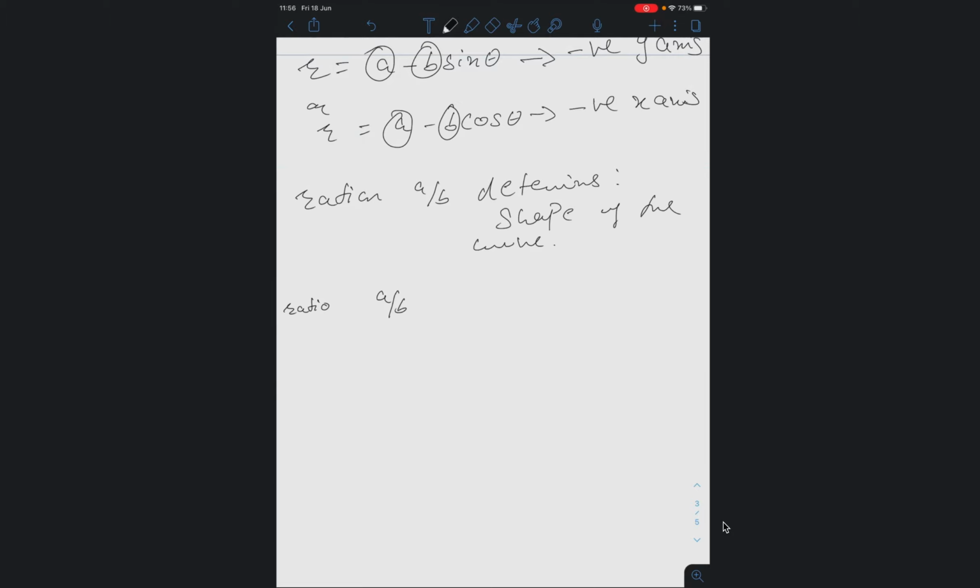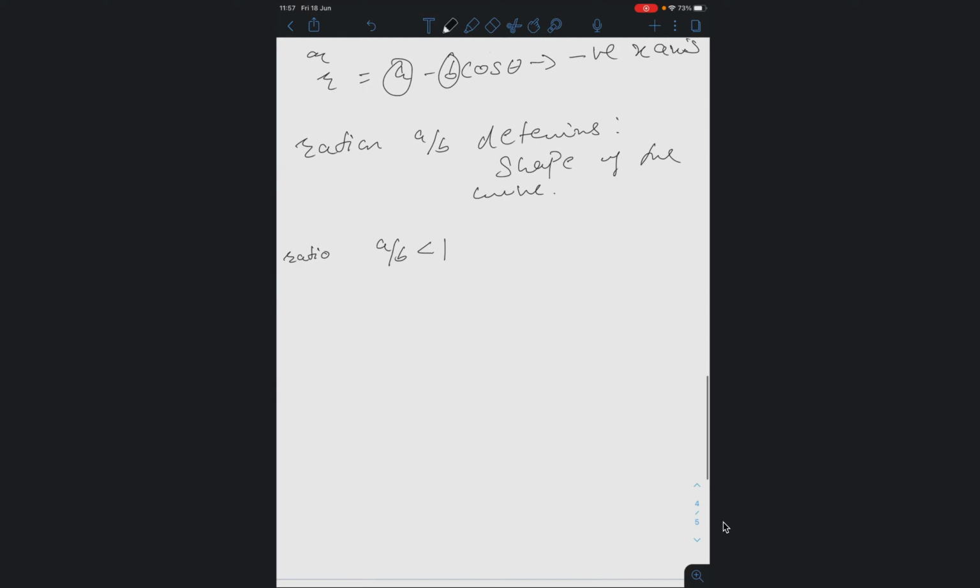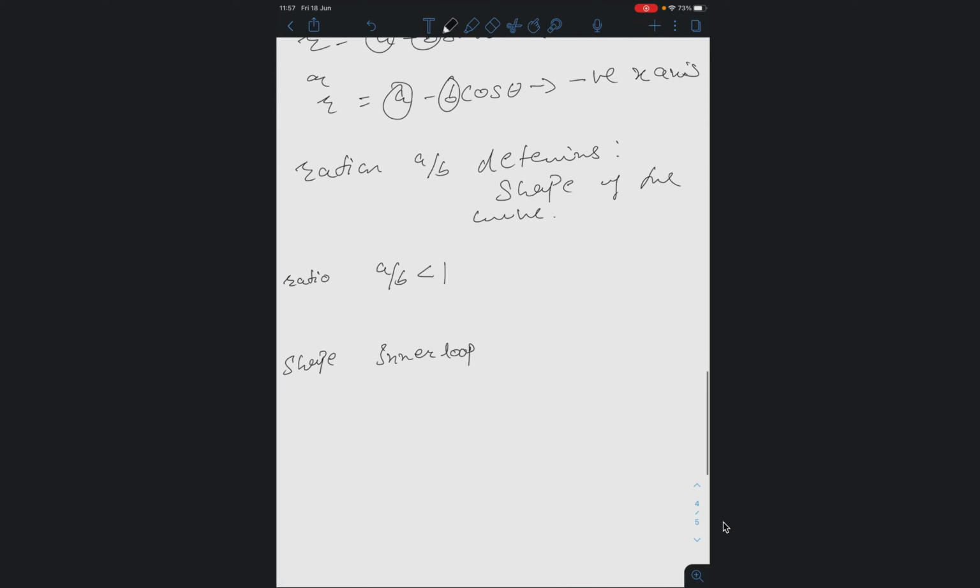So if you calculate a by b, and if the value is less than 1, then the shape will be with an inner loop. We'll see how it looks. Then you have a by b is equal to 1. That is also possible, no? Then in that case, you will have a cardioid. And this example we have done, if I'm not wrong, with cardioid. Then a by b can lie between 1 and 2, greater than 1, less than 2. In that case, you will have a shape called dimple.